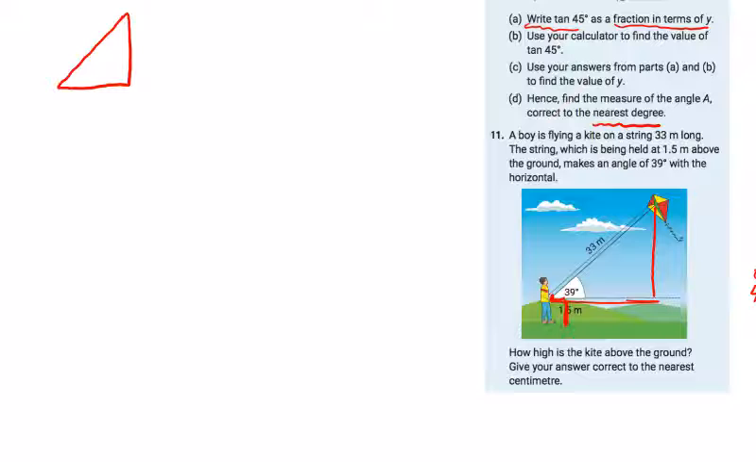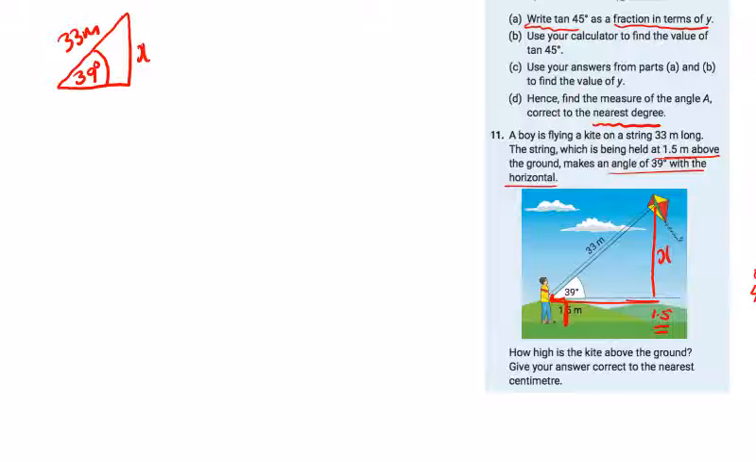We have 39 degrees. We have 33 meters. So we have two things in the triangle. That's all we need to find everything else. So the string, which is being held at 1.5 meters above the ground, makes an angle of 39 degrees with the horizontal. How high is the kite above the ground, right? So we'll just get this x over here, and we'll add on the 1.5 at the end.